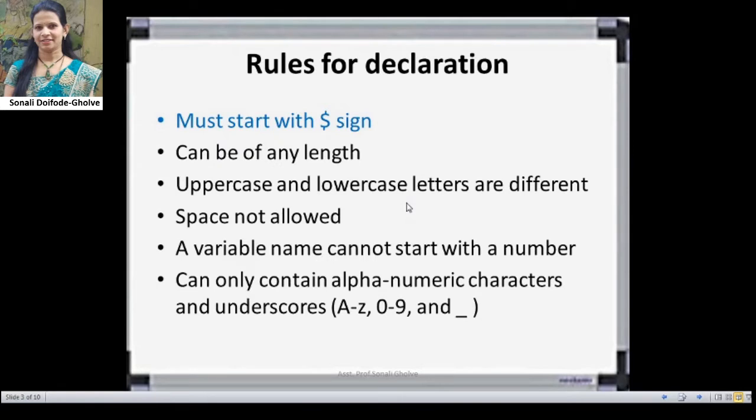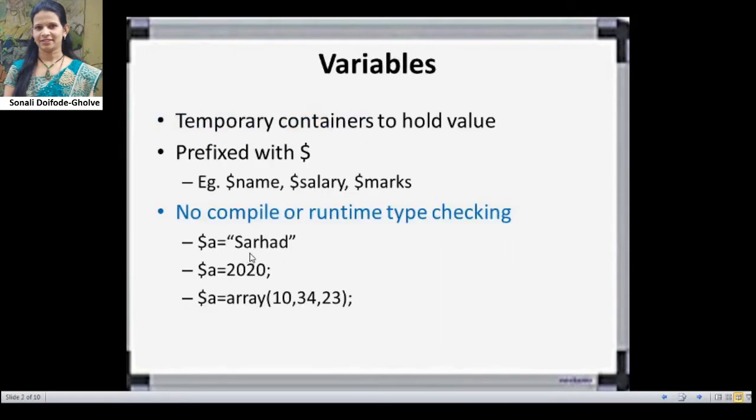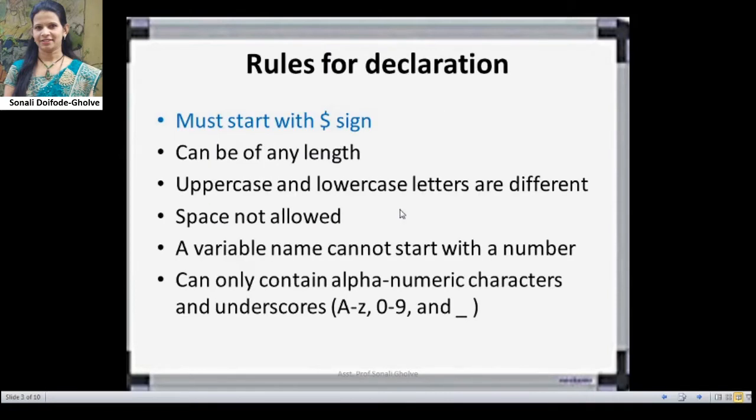There are some rules for the declaration of a variable. Your variable must start with the dollar sign. It is necessary to use the dollar sign. See here: $a, $this and $this. Here also $name, $salary. For each variable it is necessary to use the dollar sign. It can be of any length. There is no restriction on the number of characters inside your variable name. You can write any length of characters in the variable name.